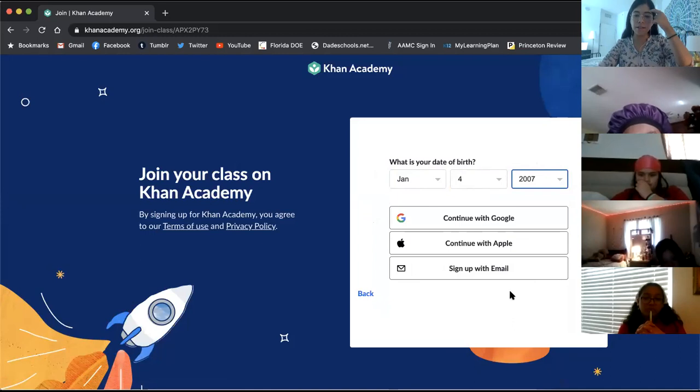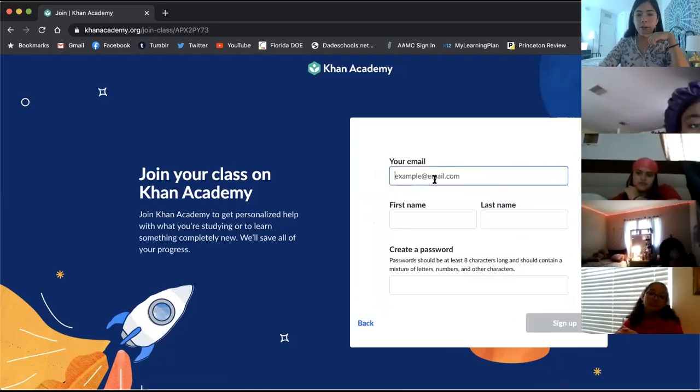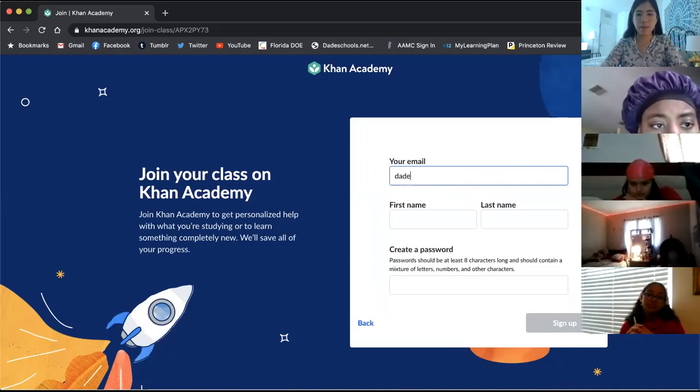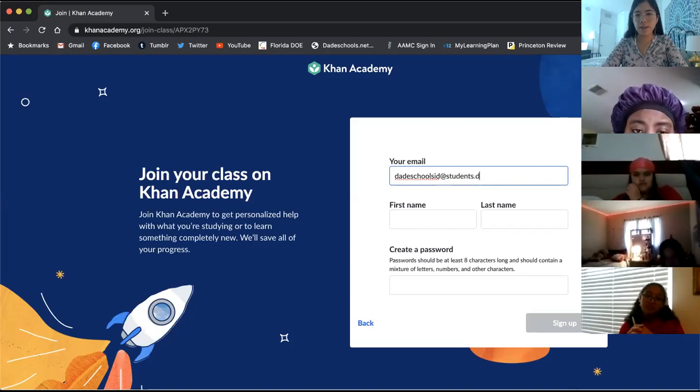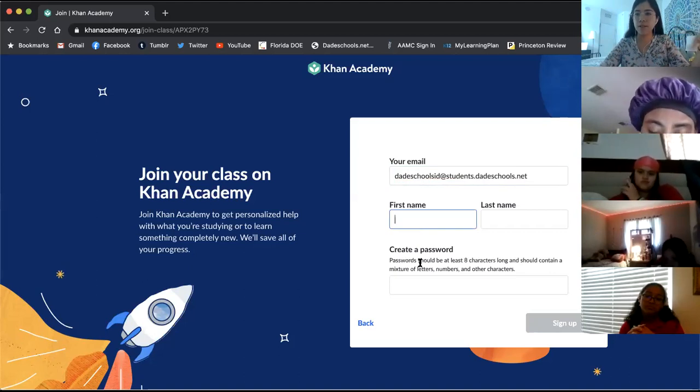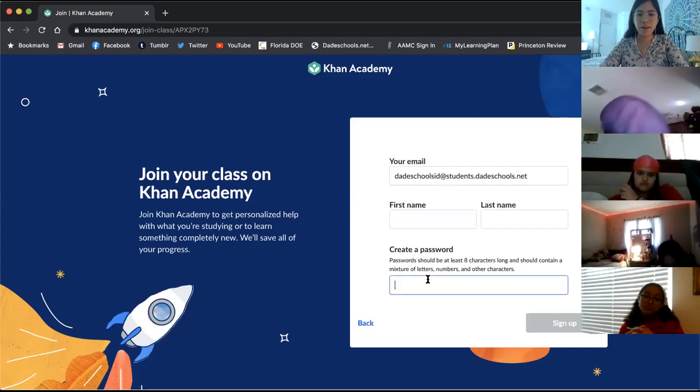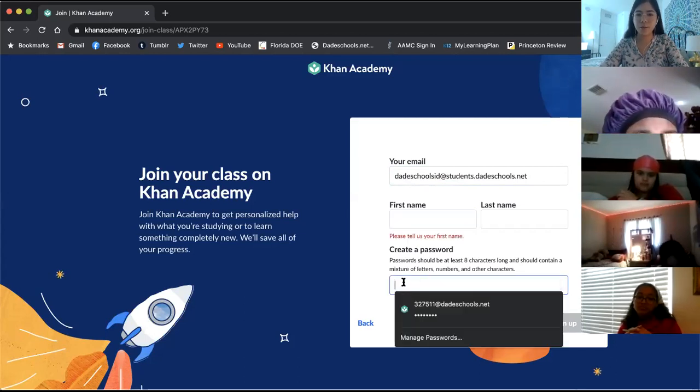And when you do this, you're going to sign up with email. You're going to put your Dade Schools ID. So this is going to be your Dade Schools ID at students.dadeschools.net. This is your normal student email, in case you didn't know that. And then your first name, your last name, and the same password you use for your Dade Schools account. This way, everything is the same and you don't have to remember any new information when you're logging in.